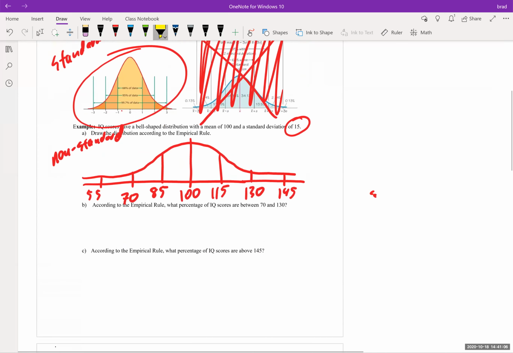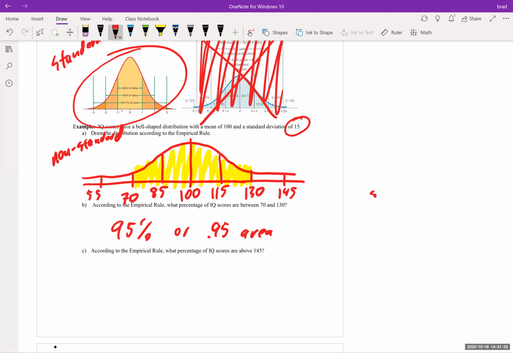So let's shade. Here's 70, and we'll shade all the way up until 130. What percentage is in between there? Well, that's 2 standard deviations to the left or the right of the mean. That would be 95% or 0.95 area, okay? So area under the curve in this case is percentage of the data, okay?